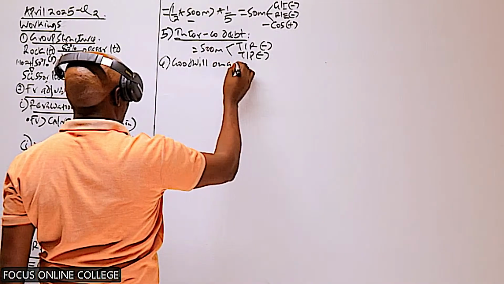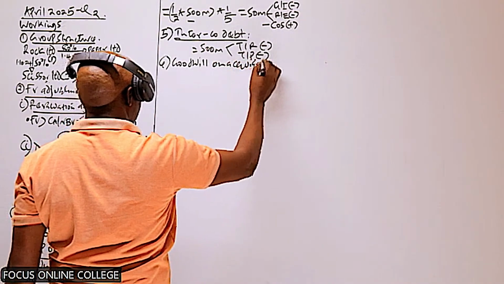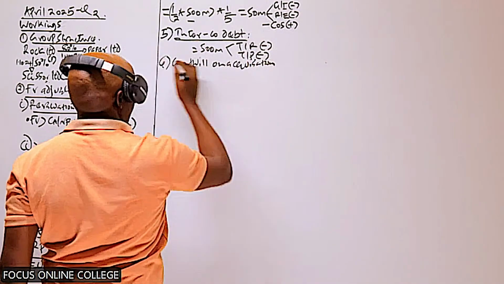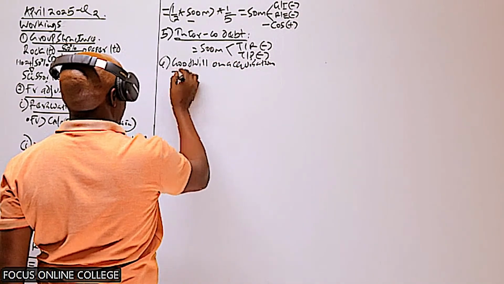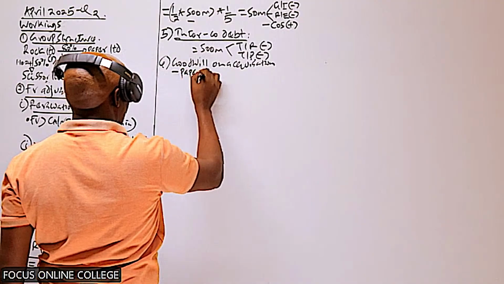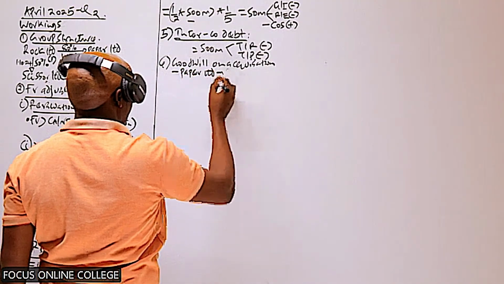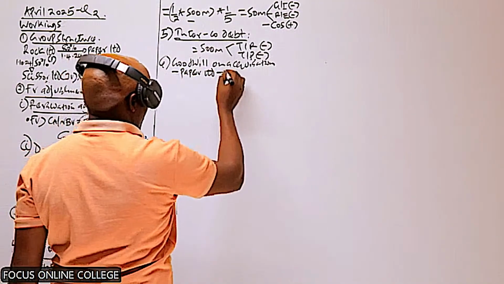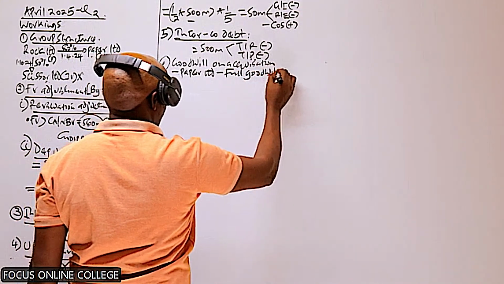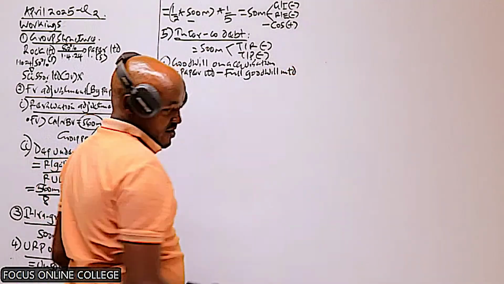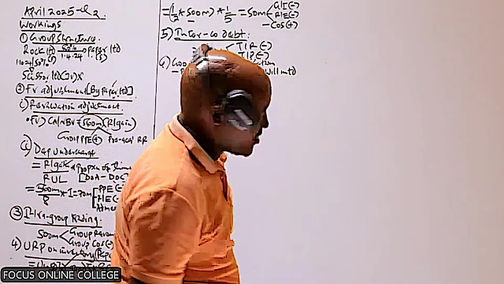The goodwill on acquisition of this company, that is Paper Limited, and as per the information we have in note number 2, we are using the full goodwill method.